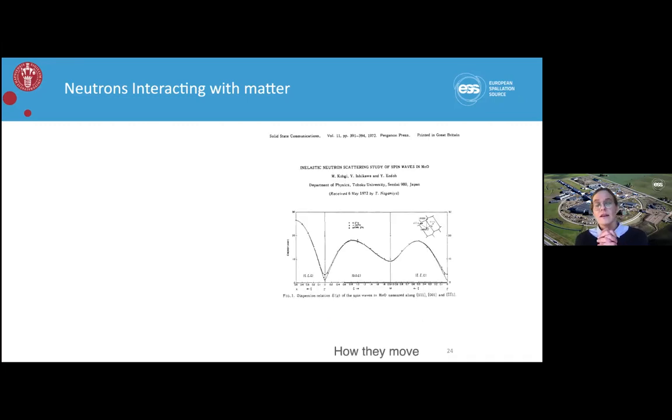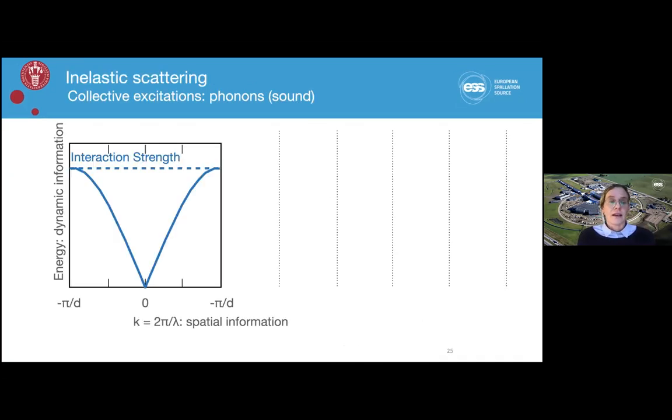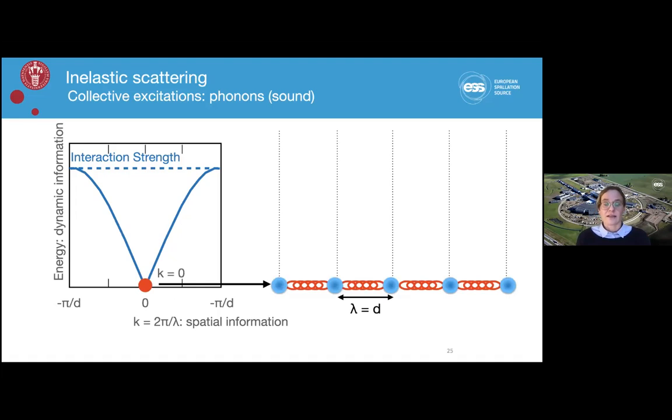So here again, as I said, we have the energy transfer versus Q relation of manganese oxide showing how the spin waves move. What I first would like to say is that it's difficult to understand how the spins move if we don't understand, first of all, how the lattice moves. So most of us understand that phonons are collective excitations, and they are the production of sound. So you have compressive motion of the atoms within a crystal lattice.